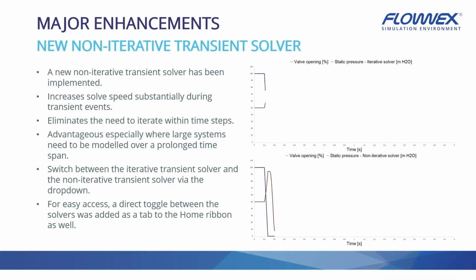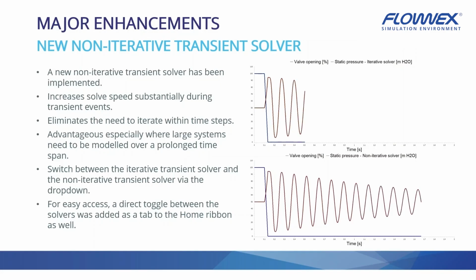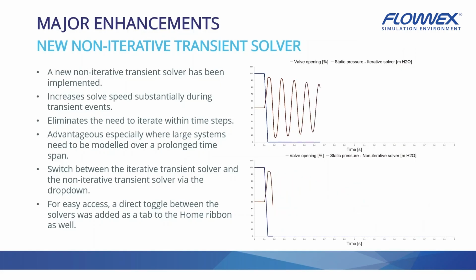The non-iterative transient solver is one of the biggest features Flownex has to offer its users. The iterative solver uses an iterative process to reach a converged result based on the convergence criteria specified by the user. This approach is ideal for simulations with large time steps.